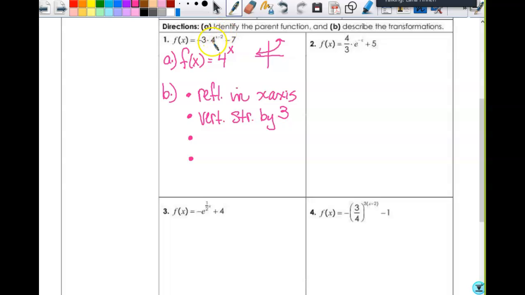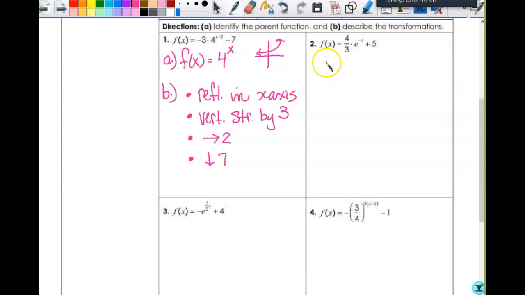Then I have this x minus 2. What does that tell me I do? Right, right 2. Good. And then that 7 means I go down 7. Any questions at all? Same transformations we've been doing, just for a different function. So that's why they're so important, because you can apply them to pretty much anything.